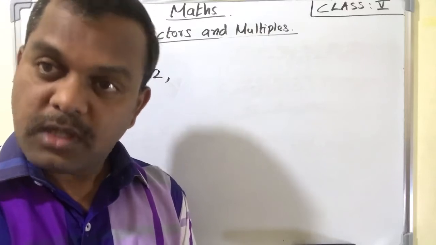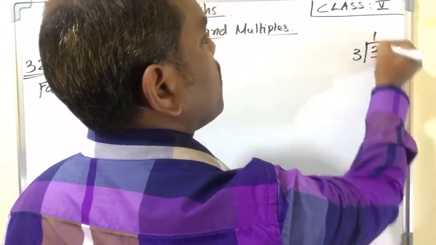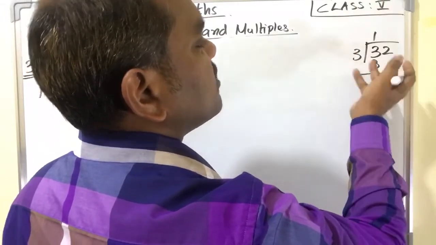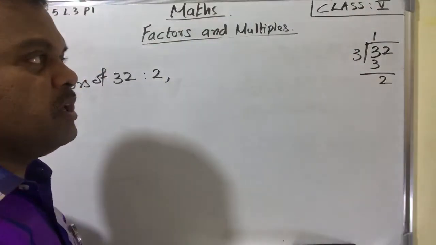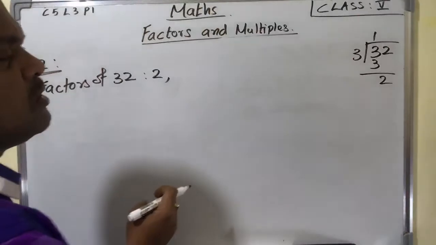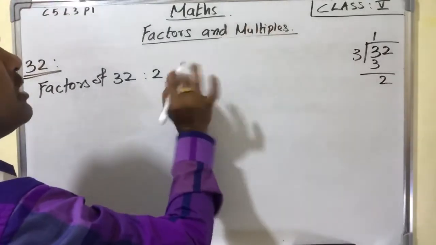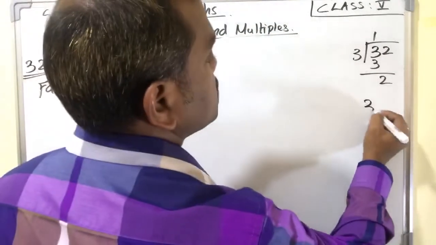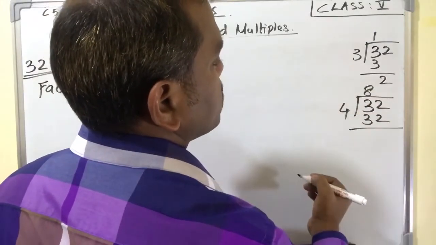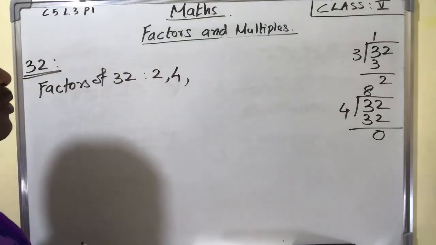Then will 3 divide? Check 32. 3 1s are 3. Bring this 2 down. It cannot divide. It is showing a remainder. If you bring down this 2, it will not divide exactly. So a balance will come. So just leave it. So 3 is not a factor. Check 4. 8 4s are 32. Balance 0. So 4 is a factor of 32.